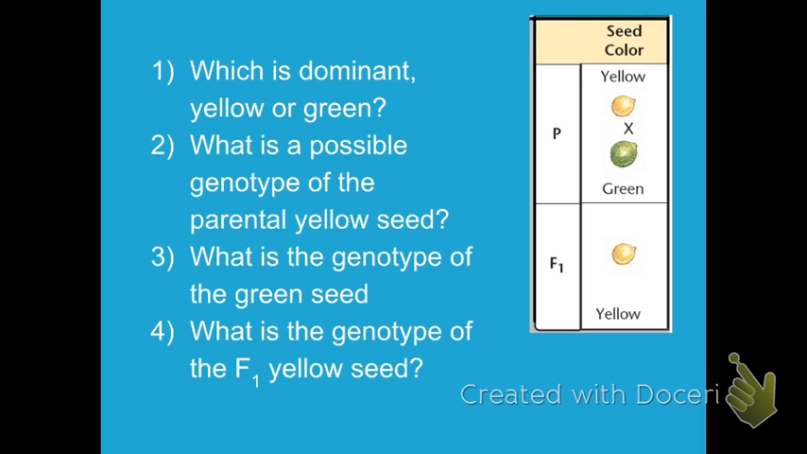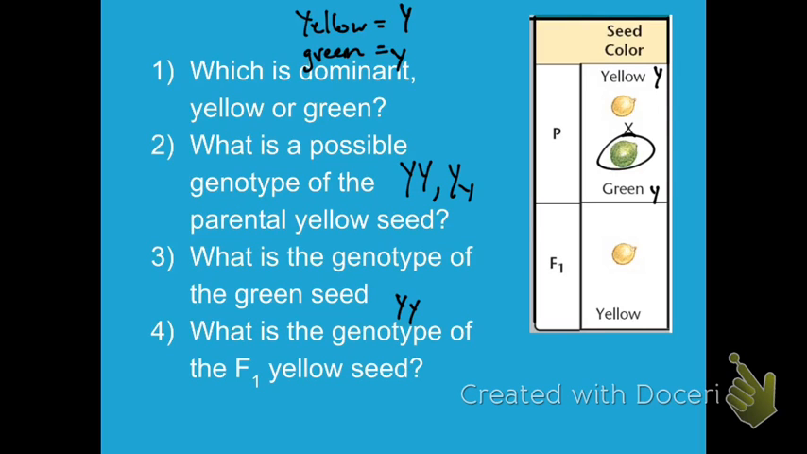So what's the possible genotype of the yellow seed? If we know that yellow is now dominant to green, we can now say that yellow is going to be big Y, capital Y, and then green is little y. So what is the possible genotype of the parental yellow? Well, it could be homozygous dominant, or it could be heterozygous, right? What is the genotype of the green seed? Well, it has to be both recessive, because that's the only way green can be shown.